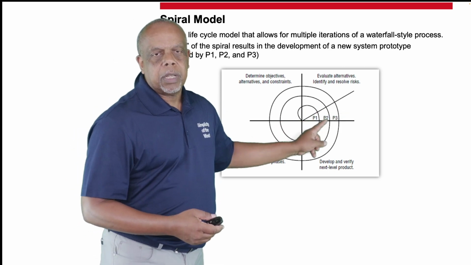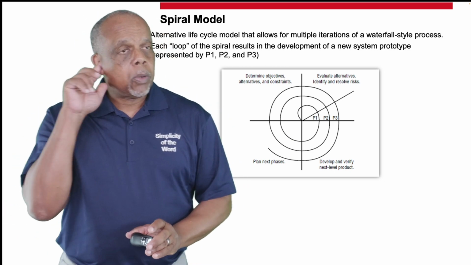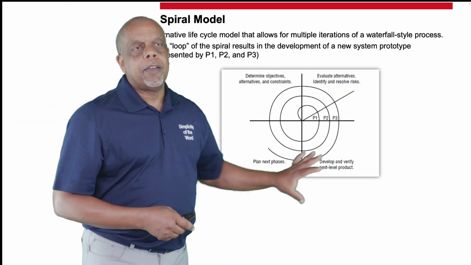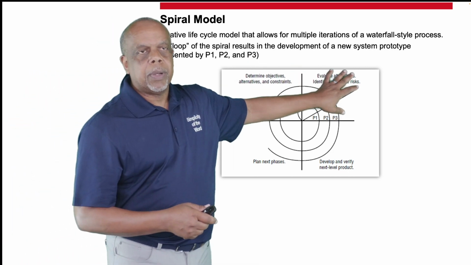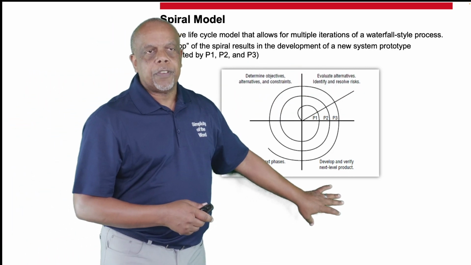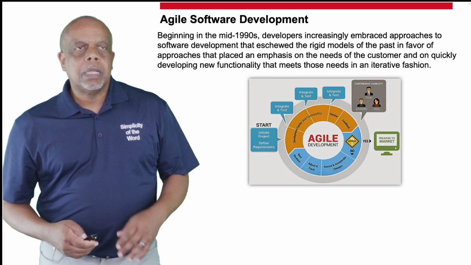We're going to get that delivered, come back, prototype 3, and that spiral method keeps going on. So in each of these quadrants, you have different things going on. You're determining your objectives, evaluating alternatives and risk, developing and verifying the next level of the product, and planning your next phase. So this spiral model just kind of keeps on.